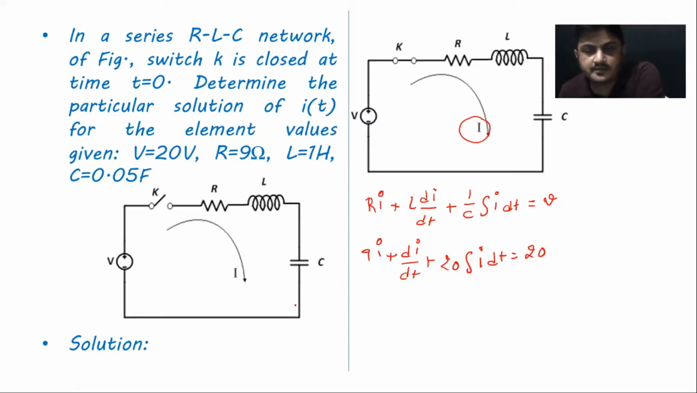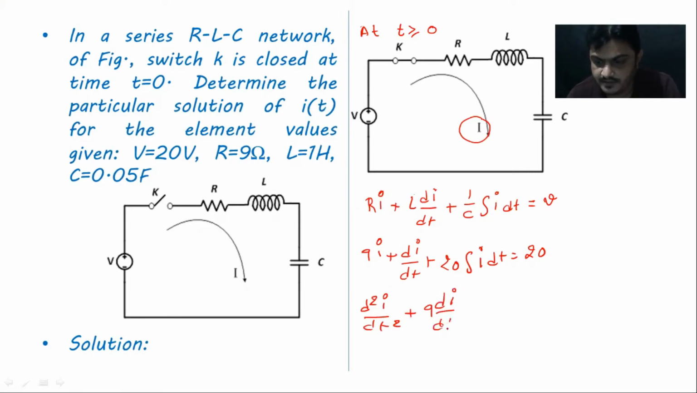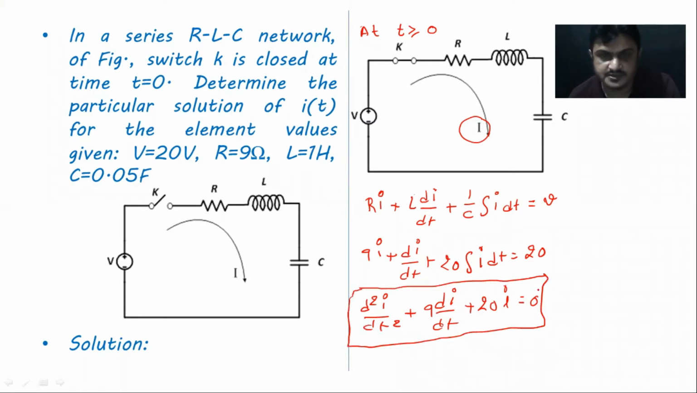We require our equation in the form of d square I by dt square, di by dt. So to get that form, let us differentiate this equation. If I differentiate, I will get d square I by dt square plus 9 di by dt, right? Plus 20 I, because the integration term will get cancelled, equal to, now 20 is constant, so if you differentiate you will get 0. So remember this equation. This is your second order differential equation.